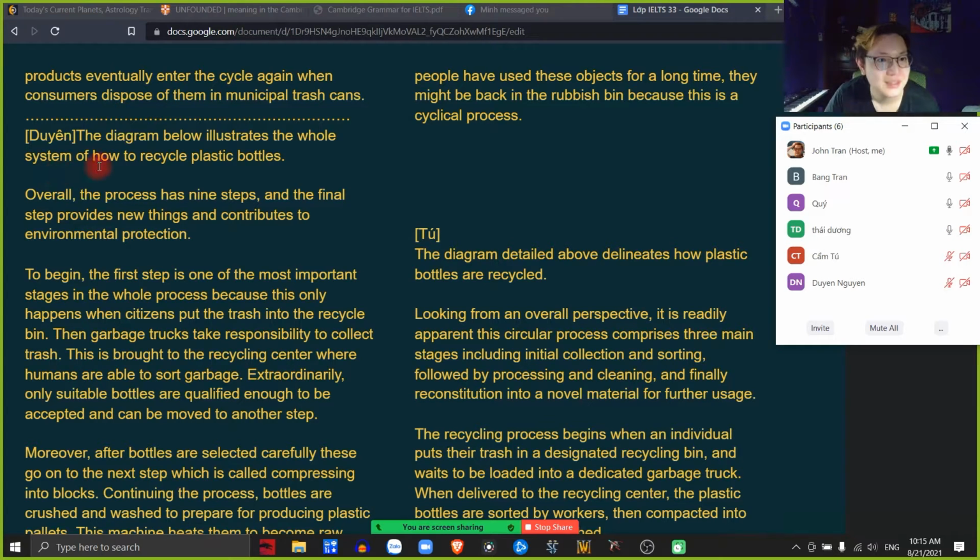Now, Miss Yuan, the diagram below illustrates the whole system of how to recycle plastic bottles.